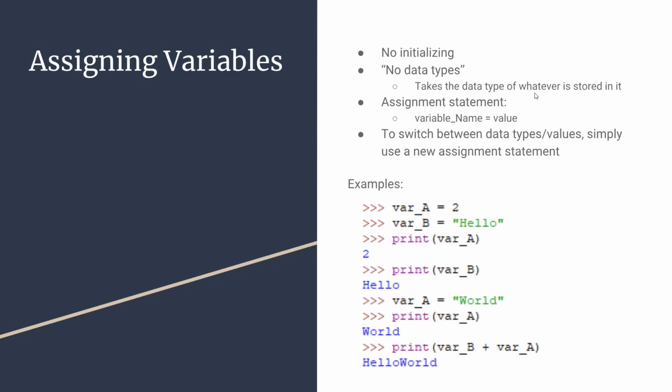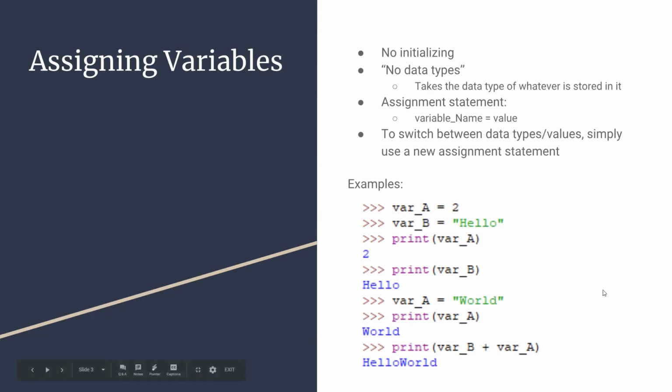So an assignment statement in Python generally looks like variable name gets. This equals sign is read as gets in Python and most programming languages, and then whatever value you're assigning to it. And then if you want to switch between data types, all you have to do is use a new assignment statement. So let's look at what that looks like.